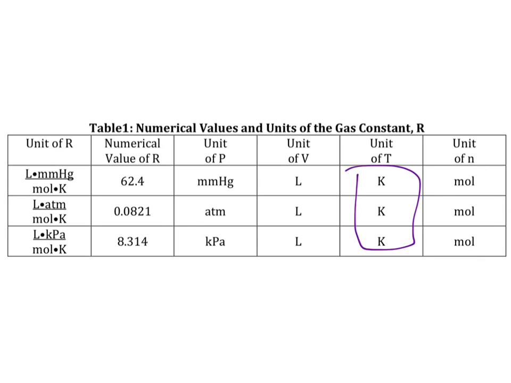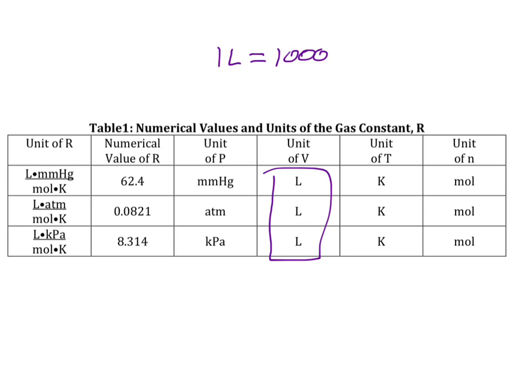The units for T is Kelvin. This is very important. The units for V is liters. So if you're given milliliters, you have to convert it to liters. And just a reminder, 1 liter is equal to 1,000 milliliters. But what's different about each R value is the unit of pressure that we're dealing with.